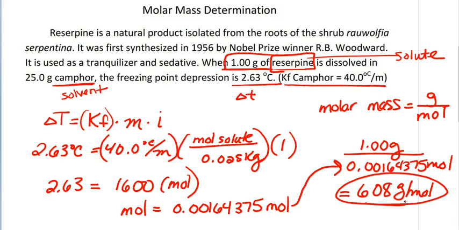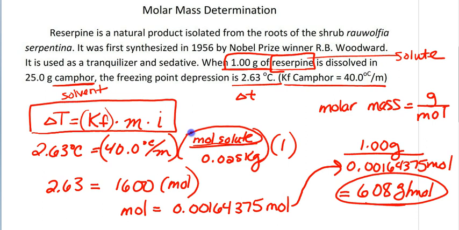So again, what we're doing is we're using freezing point depression in order to calculate first our mole, since we don't know how many moles of reserpine that is, and we're solving for molar mass, but we are given the mass of it. So I calculate my moles first, by simplifying that to get to this, then I'm going to take the mass provided divided by my mole to get my molar mass, and then we're done.